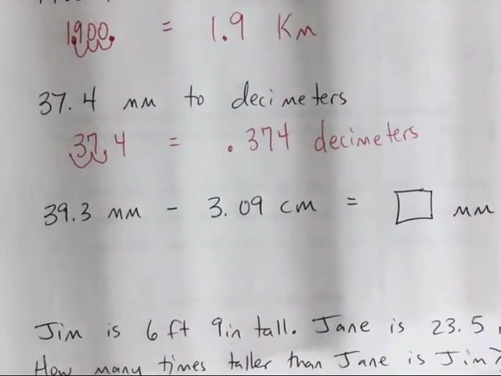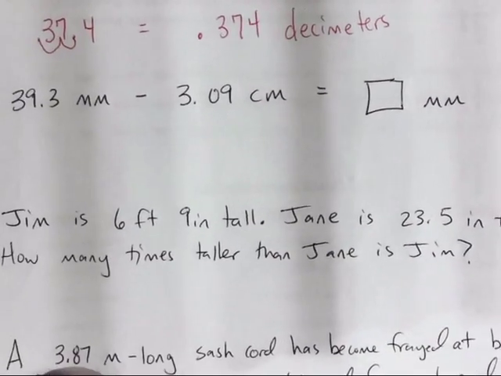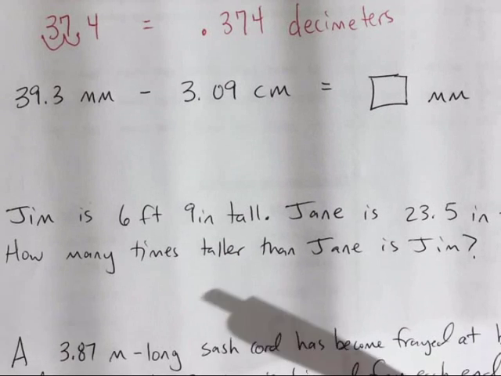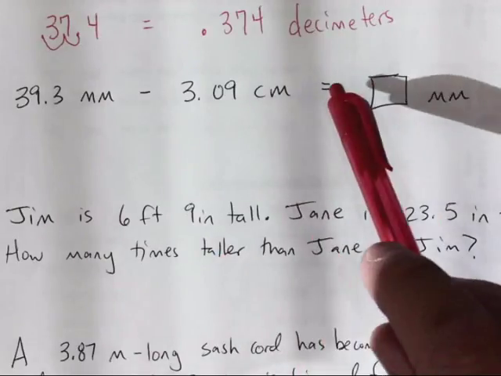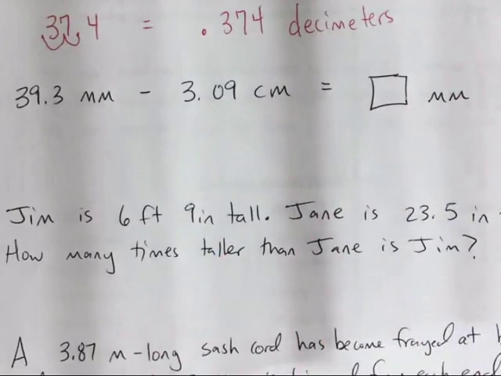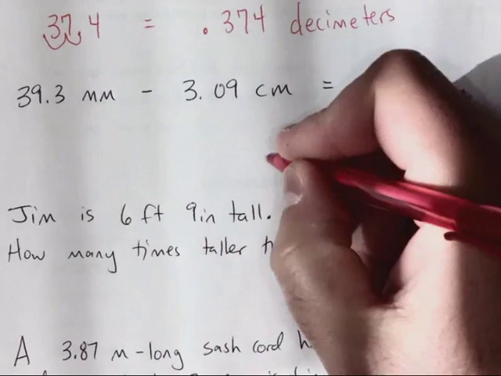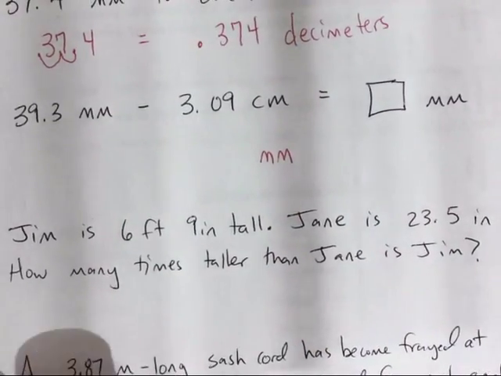All right. Most people, once they learn the metric system, actually prefer it. They realize how much easier it is. All right, so here's a problem. 39.3 millimeters minus 3.09 centimeters equals blank millimeters. So I want my answer in millimeters. That's important. This is in millimeters, this is not, right? So essentially I need to convert this 3.09 to millimeters, and then I can just subtract.